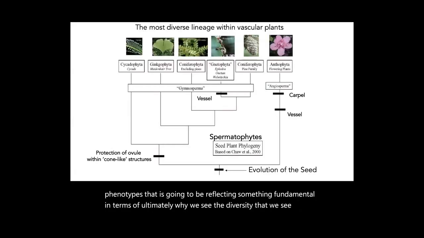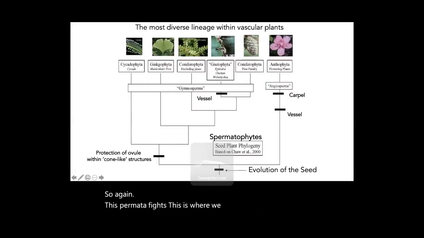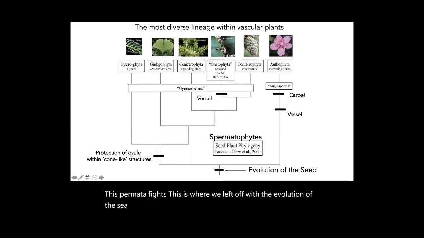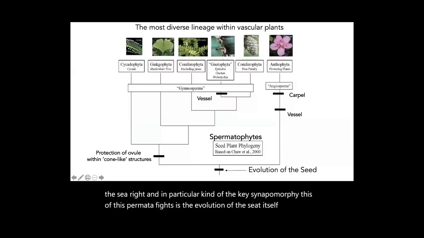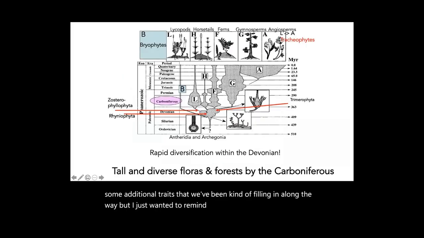Okay. So again, the spermatophytes, this is where we left off with the evolution of the seed, right? In particular, the key synapomorphy of the spermatophytes is the evolution of the seed itself. Okay. Now there are some additional traits that we've been filling in along the way, but I just wanted to remind you where we are in the phylogenetic tree.